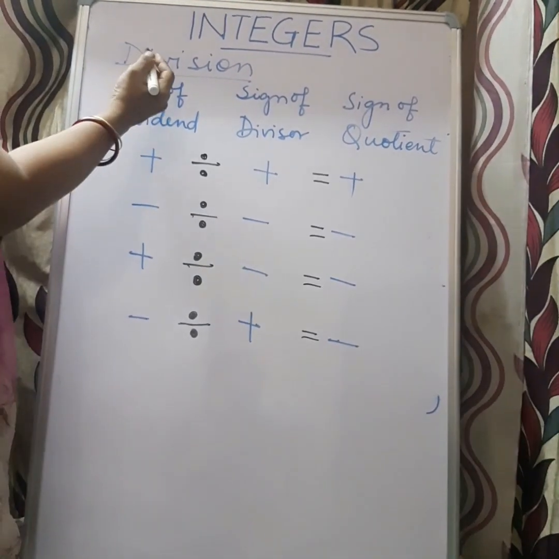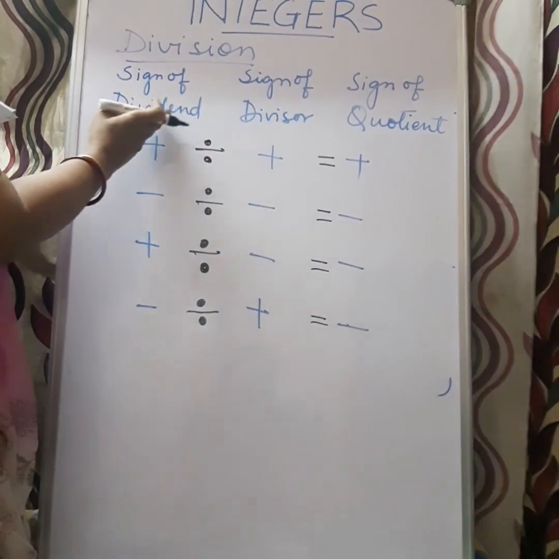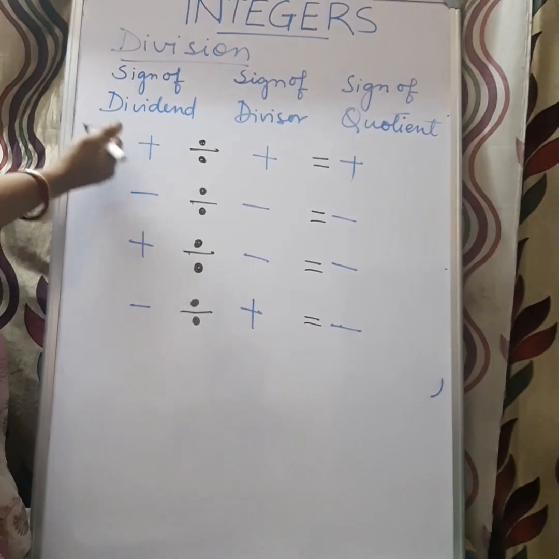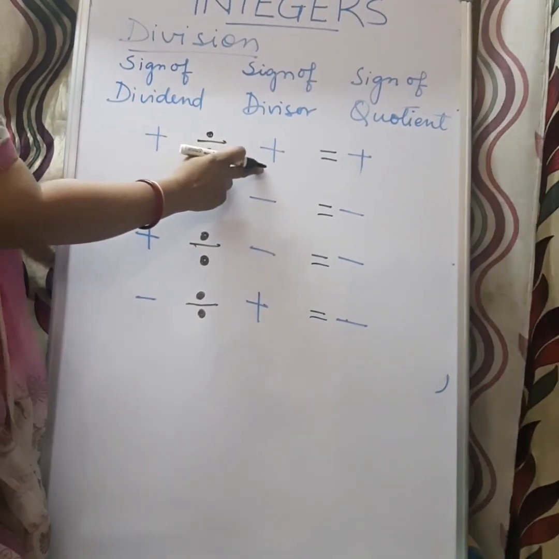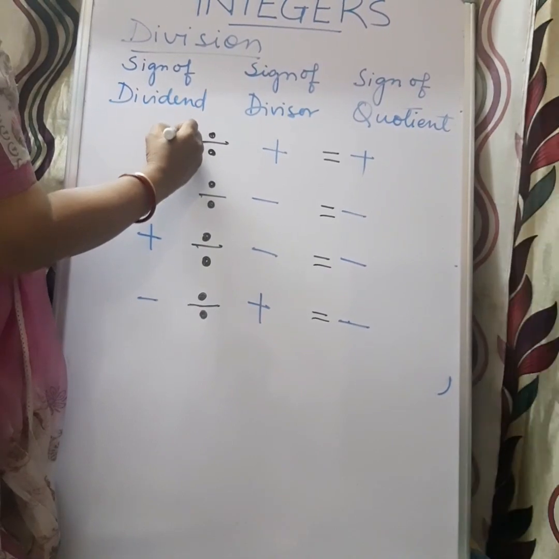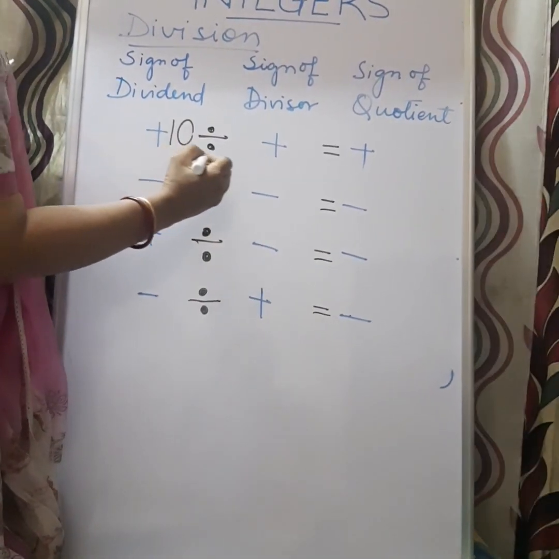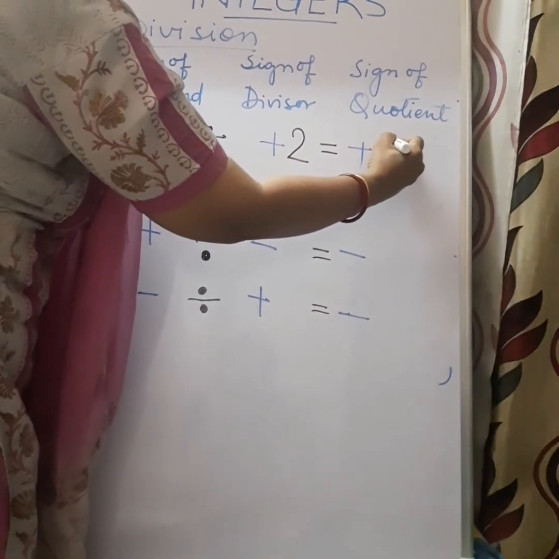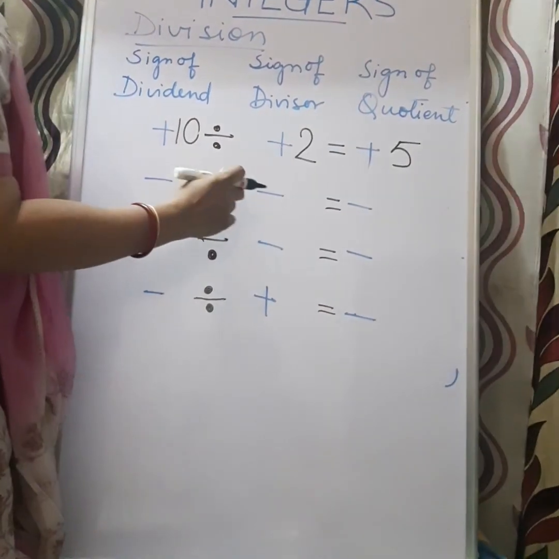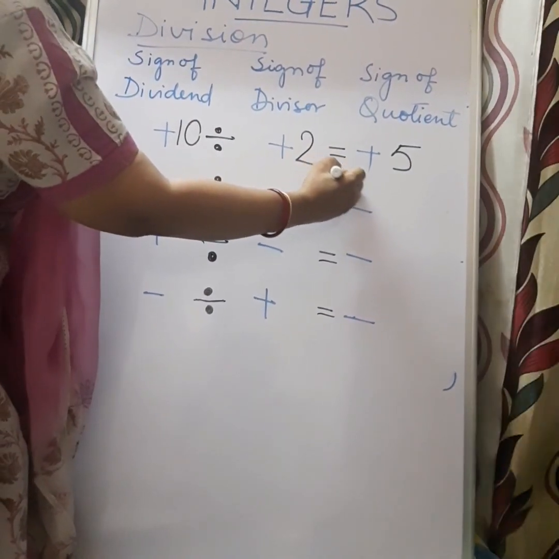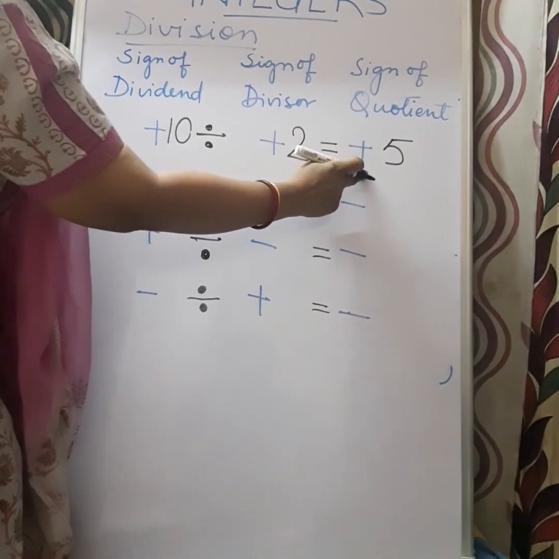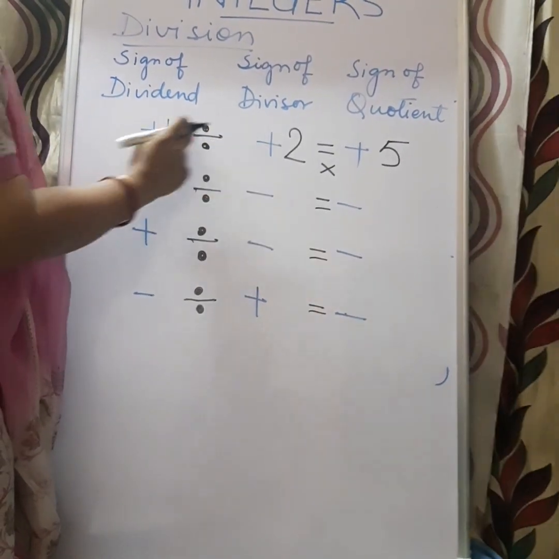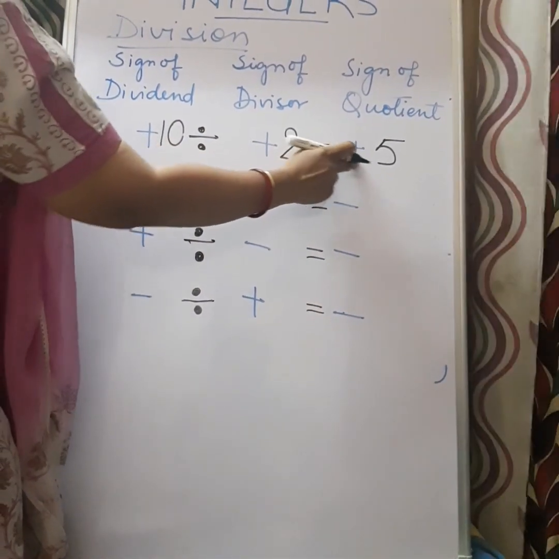See, for division, I have written the signs of dividend, divisor and quotient, and we will solve it by example. For example, the sign of dividend is plus and the divisor is also plus, so the quotient will be plus. How? Let's see. Here I take positive 10 divided by positive 2. We get 2 5s are 10. See, if we multiply positive by positive, we are getting positive. So when we are dividing positive 10 by positive 2, we are getting positive 5.